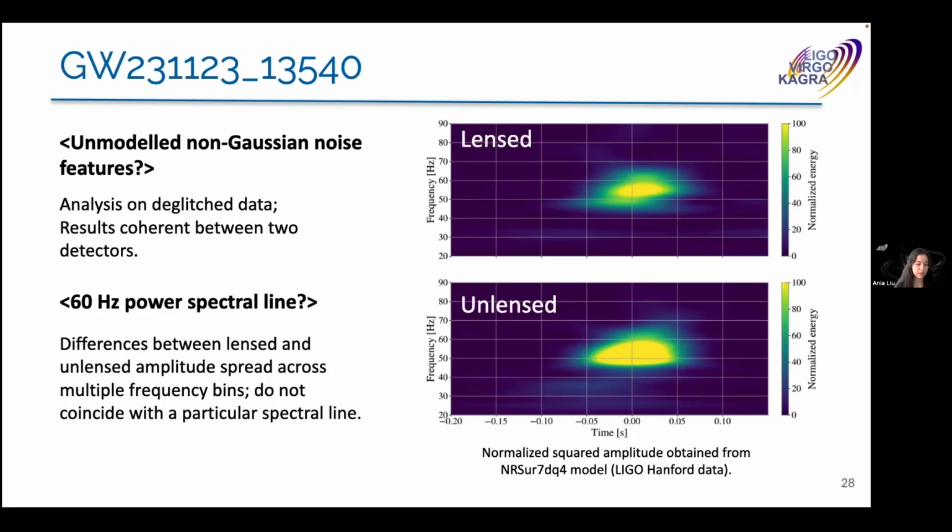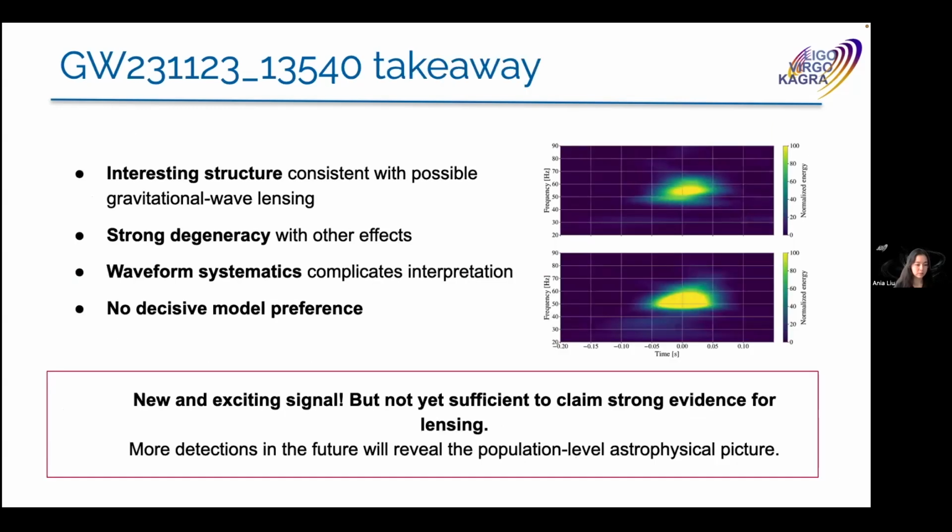So to summarize, this event shows intriguing structure consistent with possible gravitational lensing. However, there is a strong degeneracy with other effects. The waveform systematics further complicate the interpretation, with different models giving different levels of support. So as a result, this does not make decisive evidence for lensing.